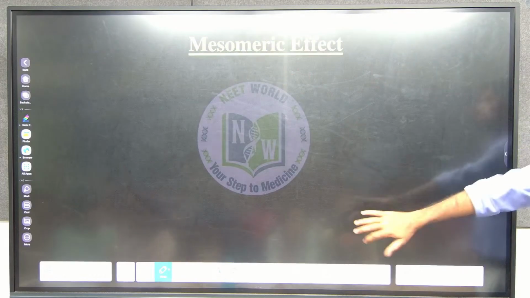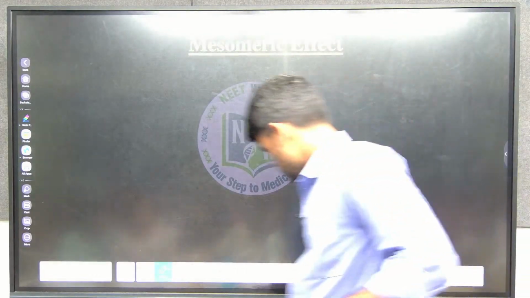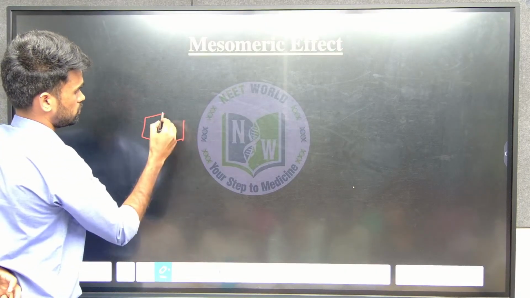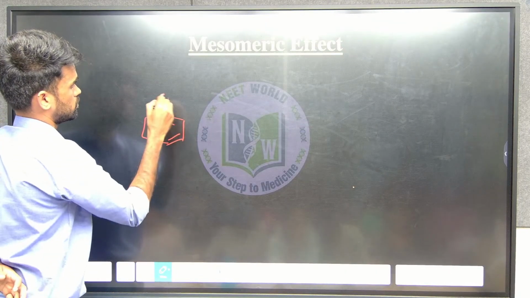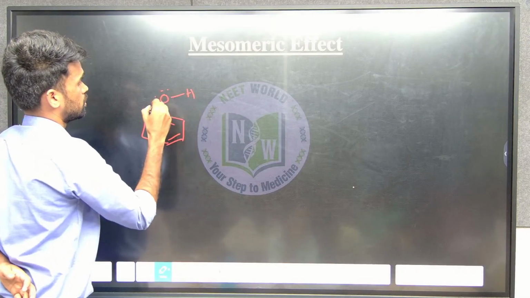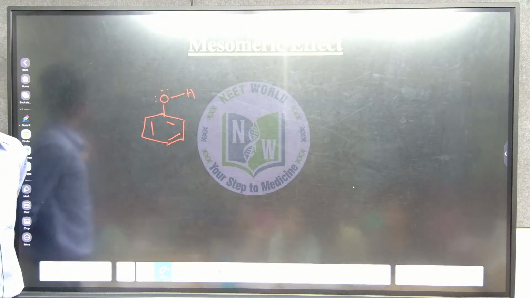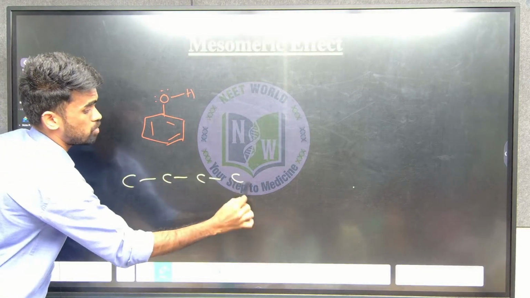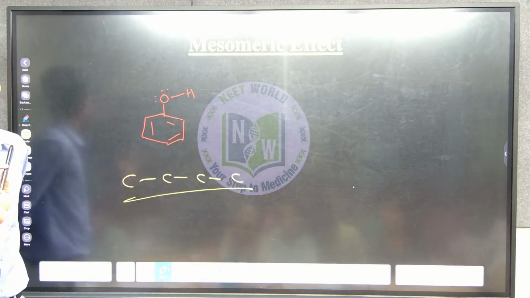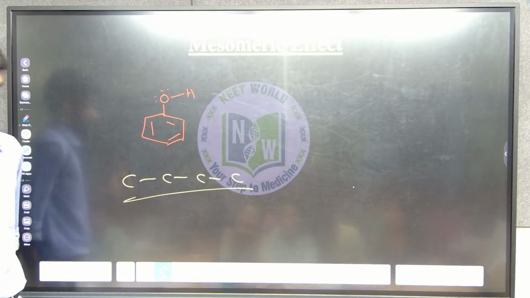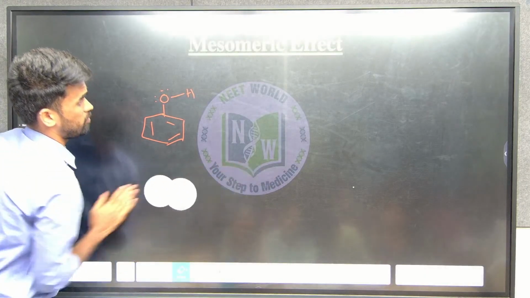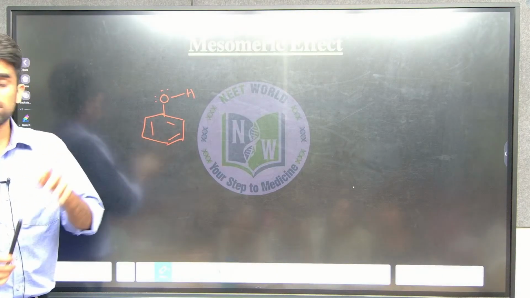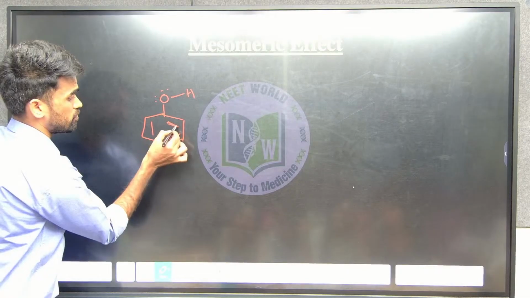Next effect is what? Mesomeric effect. When I say inductive effect, I have discussed only with respect to the sigma bonds. There is no involvement of pi bonds or conjugation or something like that. But here mesomeric effect includes conjugation. So what do we mean by conjugation first?